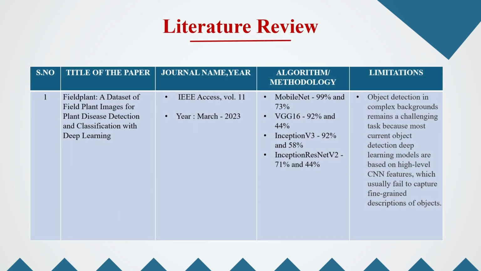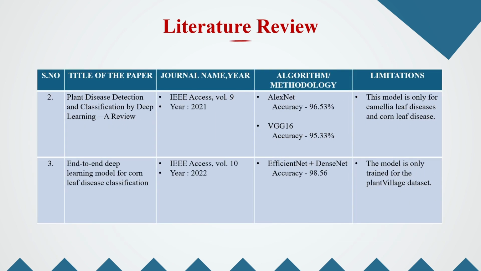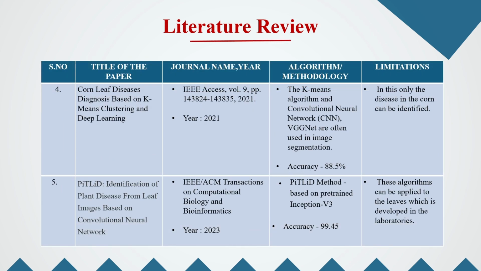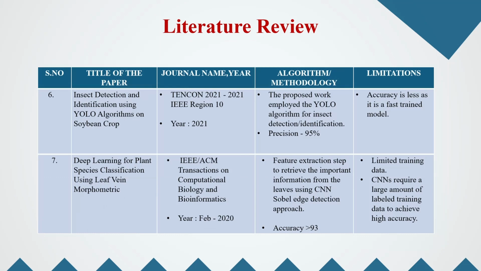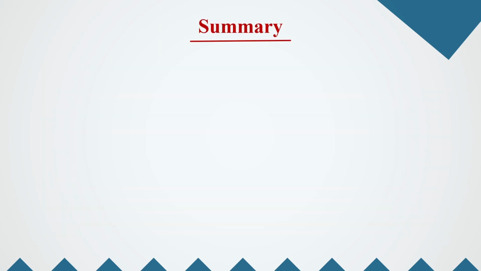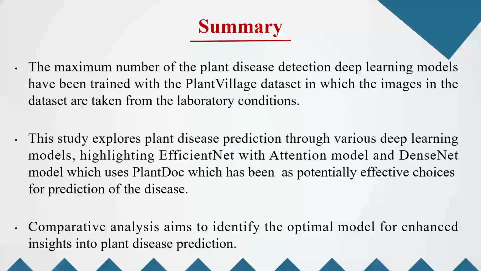We have referred to several papers like A Dataset of Field Plant Images for Plant Disease Detection and Classification with Deep Learning and so on. By analyzing the papers, we came to know that there are primarily 5 common deep learning models which are used for plant disease detection as well as for classification. They are MobileNet, VGG16, Inception V3, Inception ResNet V2 and AlexNet.